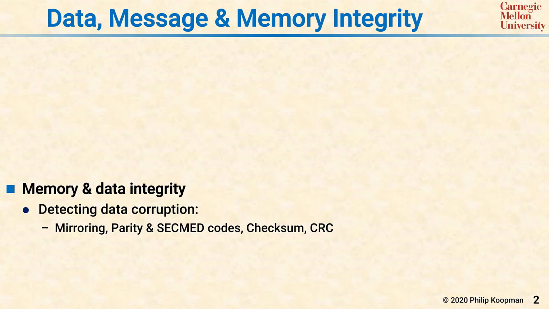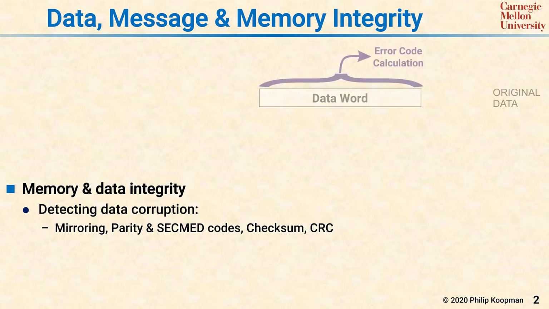Memory and data integrity involves detecting data corruption using techniques such as mirroring, parity, SECDED codes, checksums, and CRCs. Whenever you're doing data integrity checks, you end up with an arrangement like this. There's a data word, that's the data that you'd like to protect, and you perform an error code calculation of some sort on it. We'll get to those in a minute.